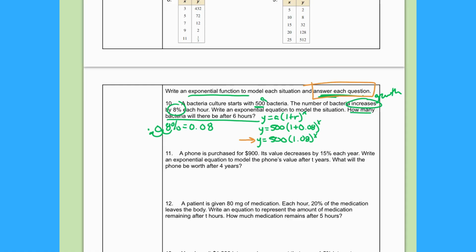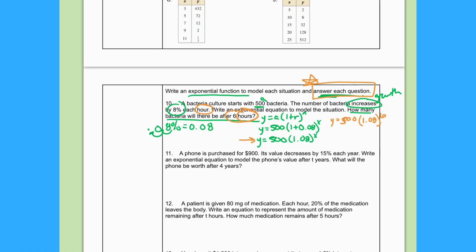Once we have that model completely simplified, now we're going to go back and answer the question, how many bacteria after 6 hours? So I'm going to take that model, y equals 500 times 1.08 to the, I'm going to replace the x now with 6, because I want to know after 6 hours. And I should make sure this matches. This is talking about going up each hour, in hours. The times have to match. If they don't, we would have to make some conversions, but I don't think we have to get into that for this lesson.